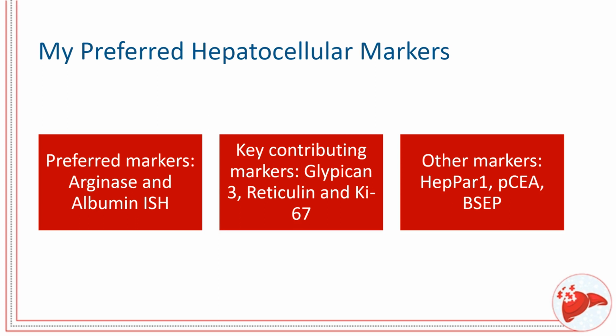There's absolutely nothing wrong with doing HepPar once you're cognizant of the pitfalls associated with the marker. We don't use polyclonal CEA very much in our practice. We have the marker, but we don't use it. And there are some other canalicular markers, like bile salt export protein, that others may use. But as I mentioned before, our preferred ones are those that I mentioned above.